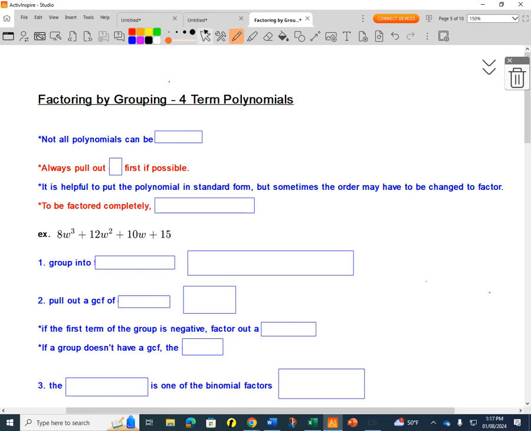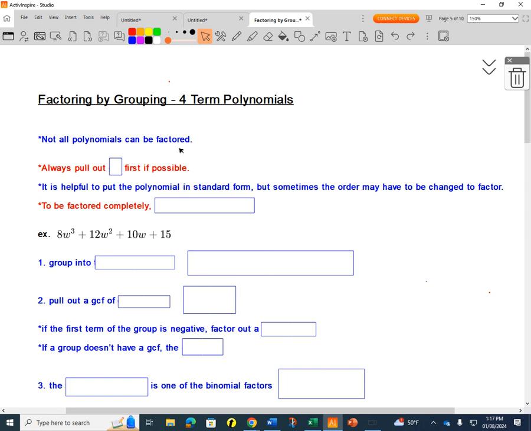The first thing we need to look at is that not all polynomials can be factored. Not all can be factored, so you're writing "factored" in there. I apologize if some of your blanks are not big enough for your size writing, but just make it work, alright?